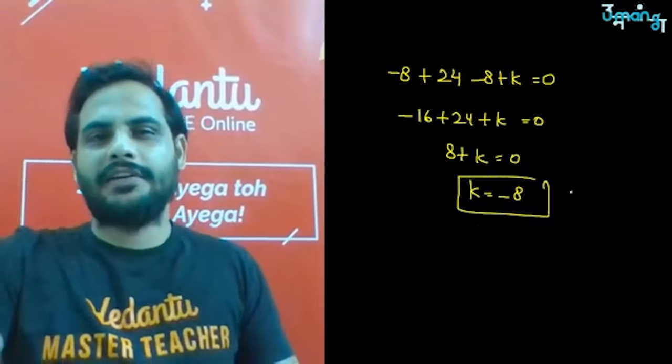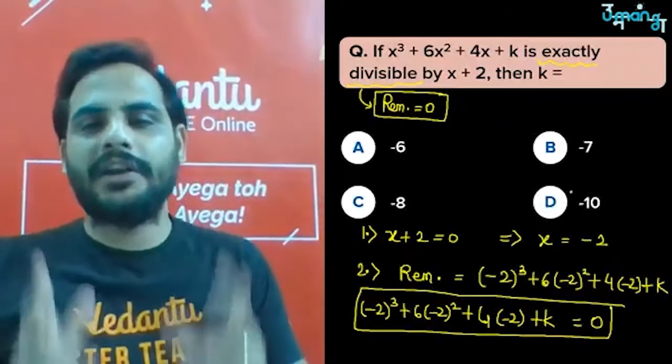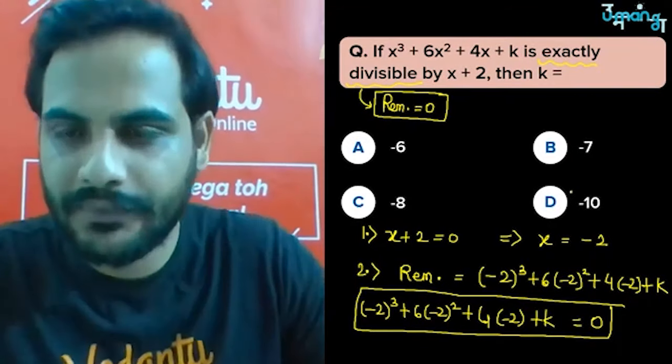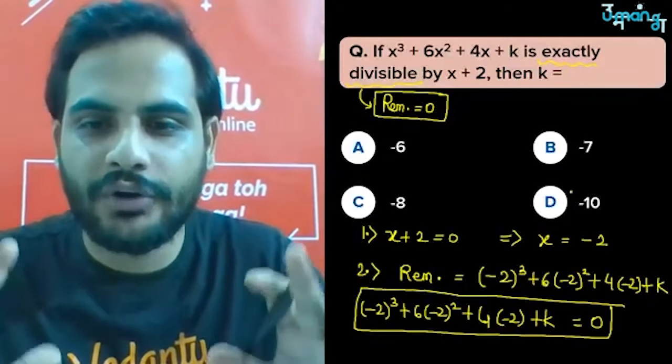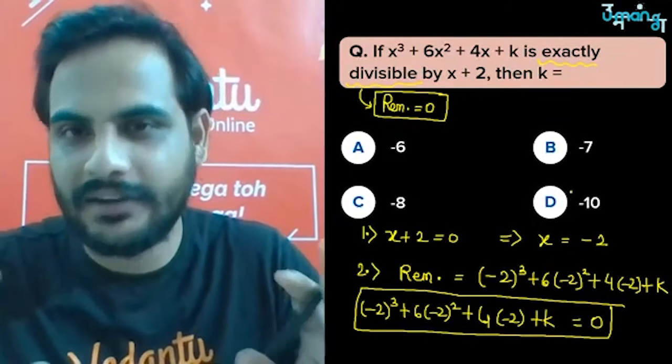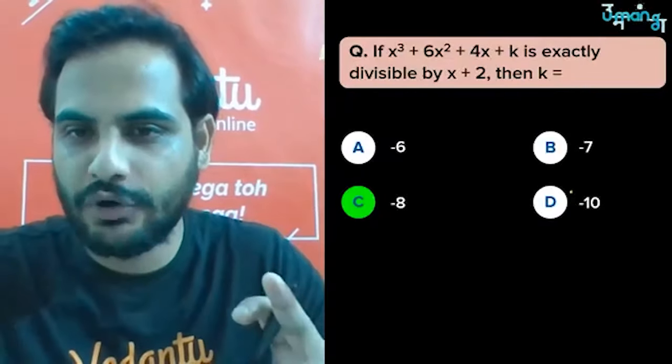As simple as that. Okay, so they have told exactly divisible, so you got to know that the remainder should be equal to 0. Is it clear? So I can say making remainder equal to 0. Remainder I have got using the remainder theorem, and that I have made equal to 0. Let's go for the next question. k is equal to minus 8.